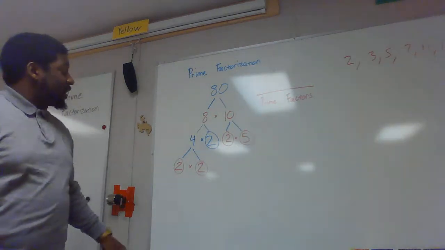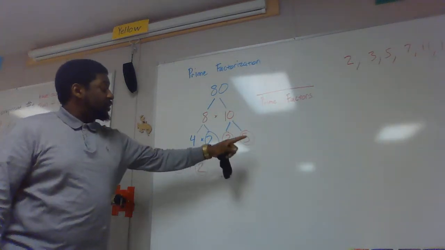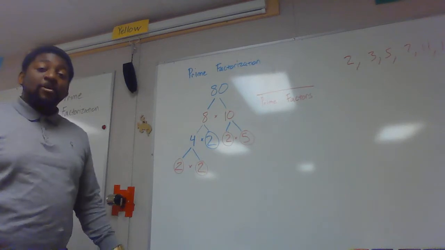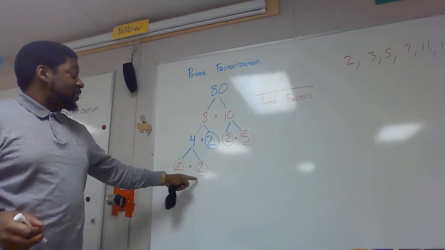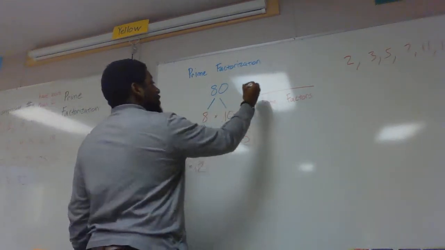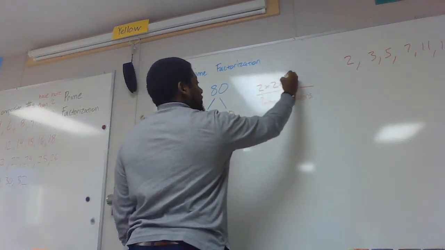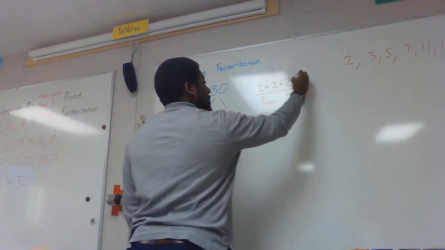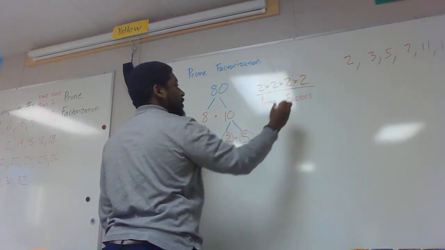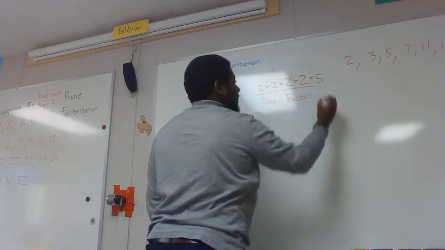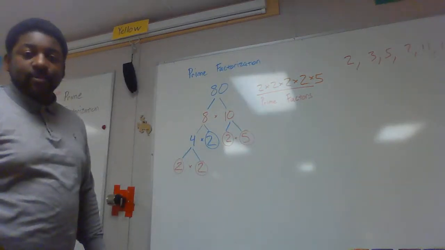So here at the bottom, I have 2, 2, 2, 2, and 5. I like to write mine in order. So since the 2s are the lowest number, 2 times 2 times 2 times 2 times 5 is my answer.